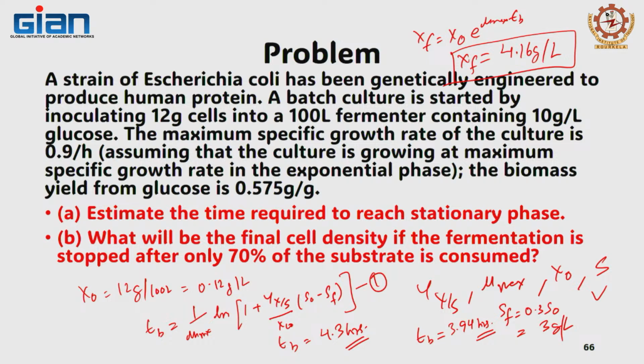These particular questions are available in your Schuler and Kargi if you have solved that in the past. See, the reason I gave you this particular question in the previous one, the intent is for you to understand what Tb is, how we estimate those Tb, how this equation x is equal to x naught e to the power mu t comes into picture, what your mu is, what your mu max is.